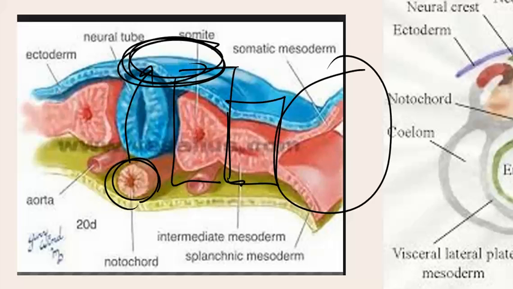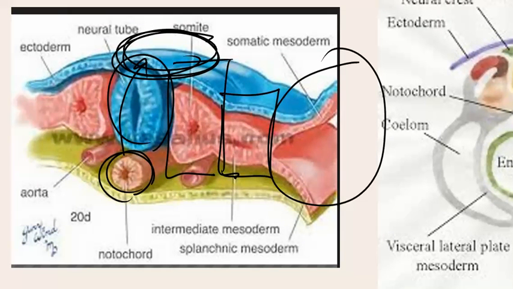And what happens is that once the neural plate is formed, that neural plate will invaginate and you would form the neural tube. Okay, so we have the neural tube, we have the notochord, we have the paraxial mesoderm, the intermediate mesoderm, and the lateral plate mesoderm. All right, now, is there anything here that's confusing to you guys?